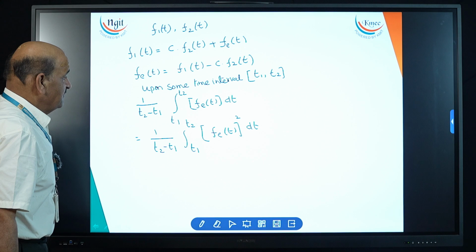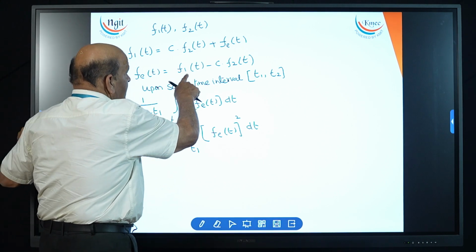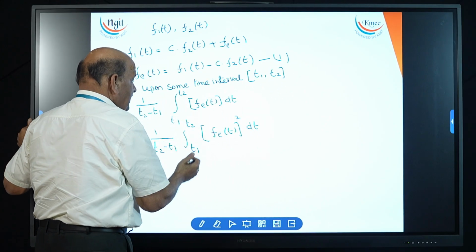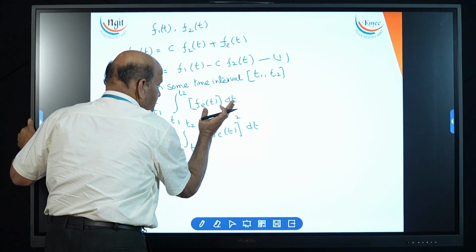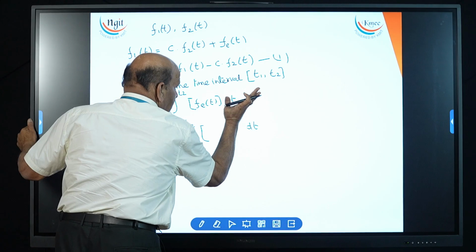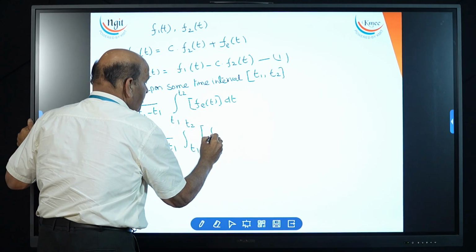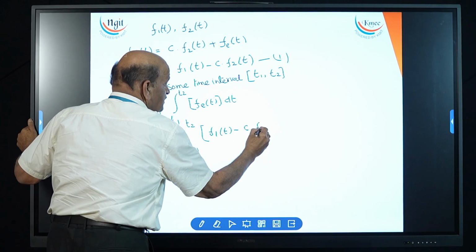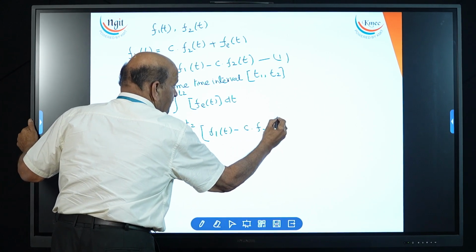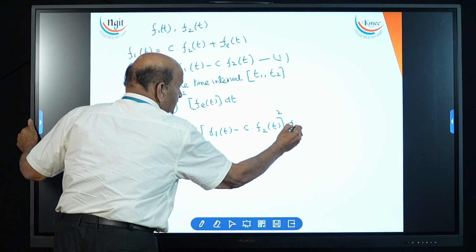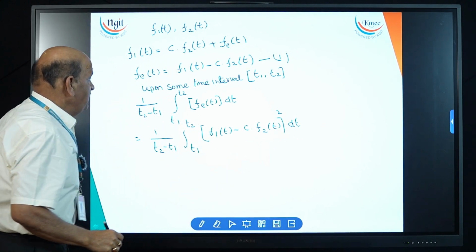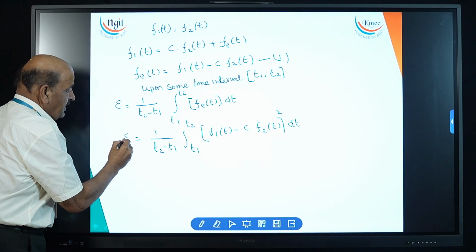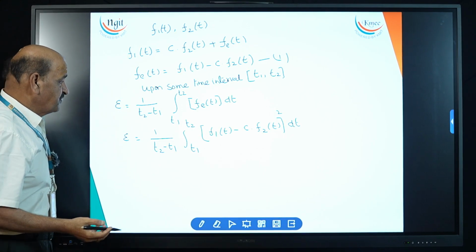Once it is squared, what is f of e? f1 minus this is f of e. This value here we have to substitute. So in this place we are substituting f1 of t minus constant into f2 of t whole square dt. This is to reduce the error. Let the error be epsilon, like this, epsilon whole square.